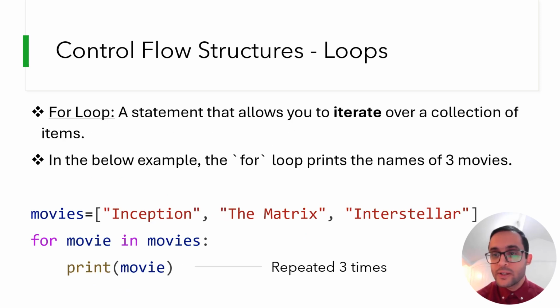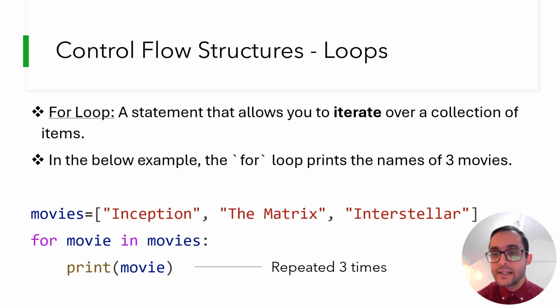We now introduce the second type of loops, which is the for loop. A for loop allows you to iterate over a collection of items such as a list of movies. And here is an example of a for loop that displays on the screen the names of 3 movies. The first line stores the list of movies in a variable called movies. It says movies equals Inception, The Matrix, Interstellar.